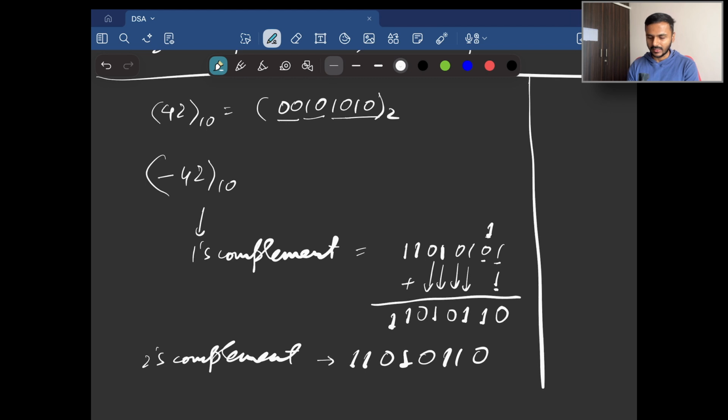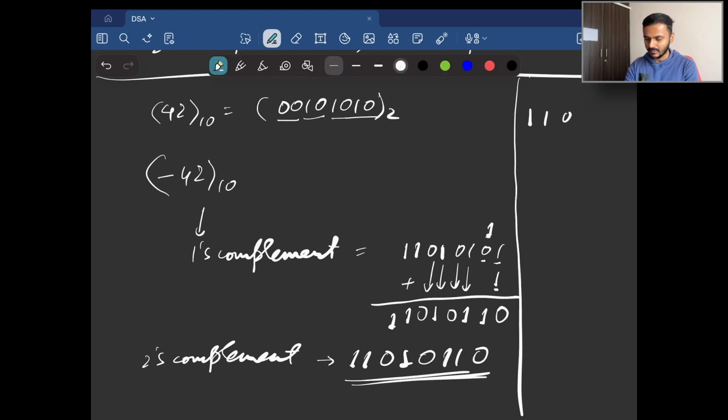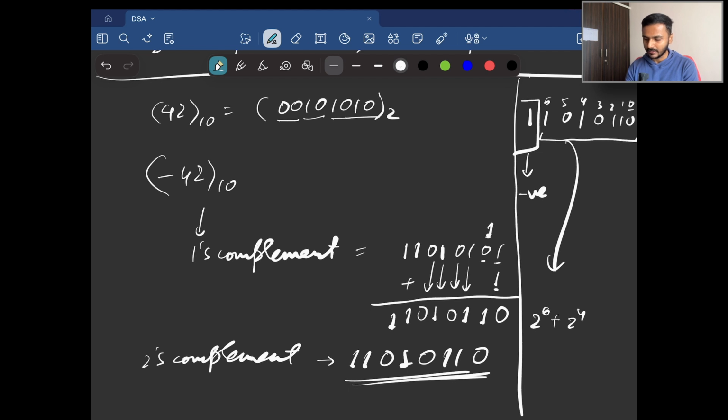Can we apply the same logic to find which number in the decimal number system this is representing? Well, let's try it out and see for ourselves. We have 1, 1, 0, 1, 0, 1, 1, 0. Now, the MSB has got 1, so this is a negative number. So let's focus our attention on the remaining 7 bits. We have got 0 at the 0th position, then 1 at position 1, another 1 at position 2, then 0 at 3, 1 at 4, 0 at 5, and then 1 at 6. So if we apply the same logic, we'll get 2 to the power 6 plus 2 to the power 4 plus 2 to the power 2 plus 2 to the power 1.